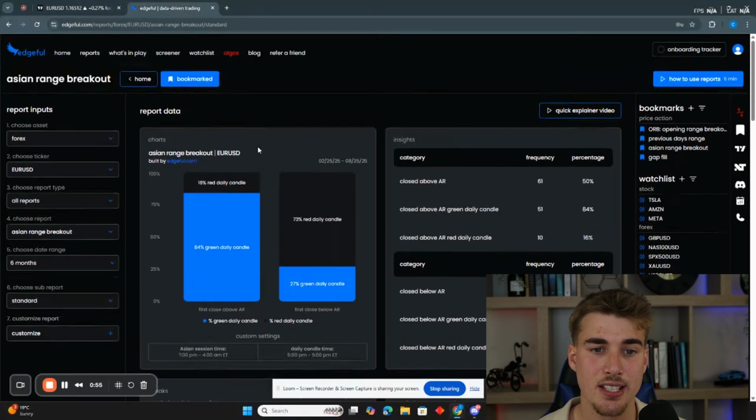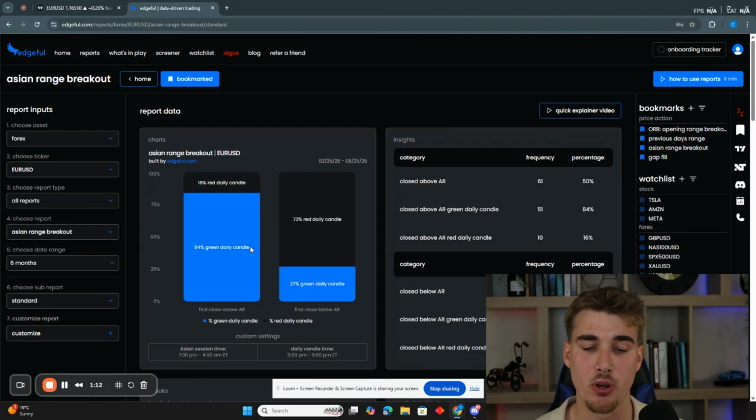Edgefield is a data statistical platform that I use to identify what type of stats I have for the day. So for example, here on EURUSD, it says an Asian range breakout. If it breaks above first, we have an 84% green candle day, meaning the day would be bullish. Then on the other side, when the Asian range breaks out below, we'll have a 73% red candle day. These are pretty good stats, whether it be breaking above or below, and it just gives me confidence in my idea. It's not a signal, but it's just giving me some reported data, right?